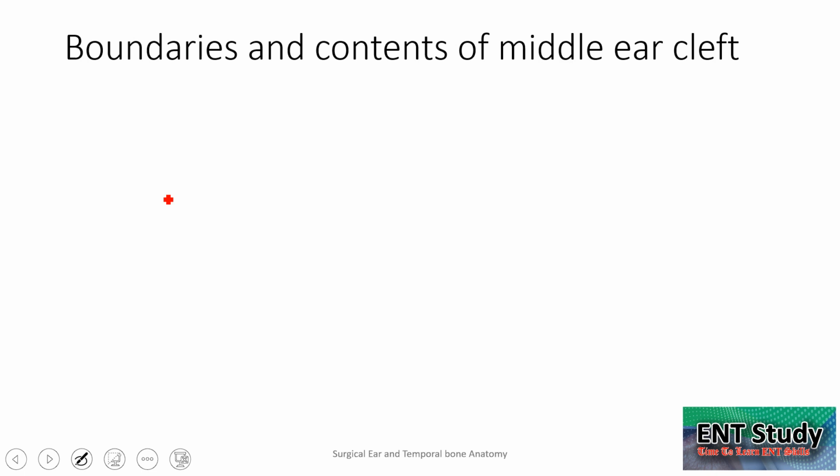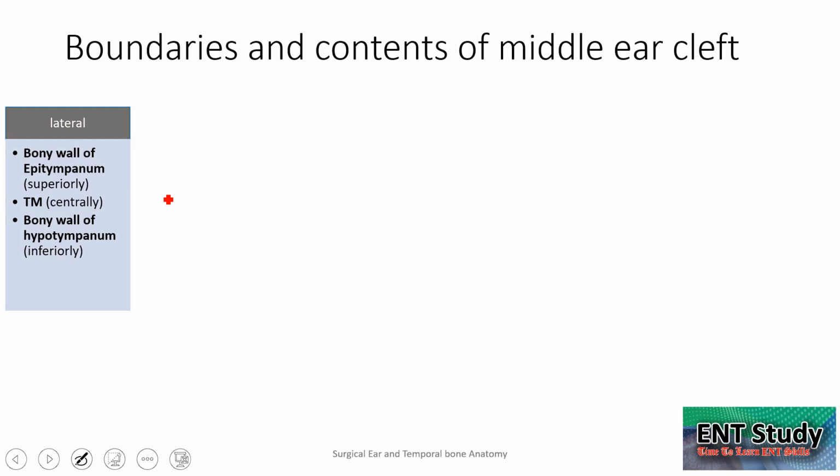So if we were to imagine the middle ear cleft as a matchbox, we would know that it has a lot of boundaries, as we've just discussed previously. So naming the important parts of the boundary, laterally we have the tympanic membrane, which is positioned centrally. Superiorly we have the bony wall of the attic. Inferiorly we have the bony wall of the hypotympanum.